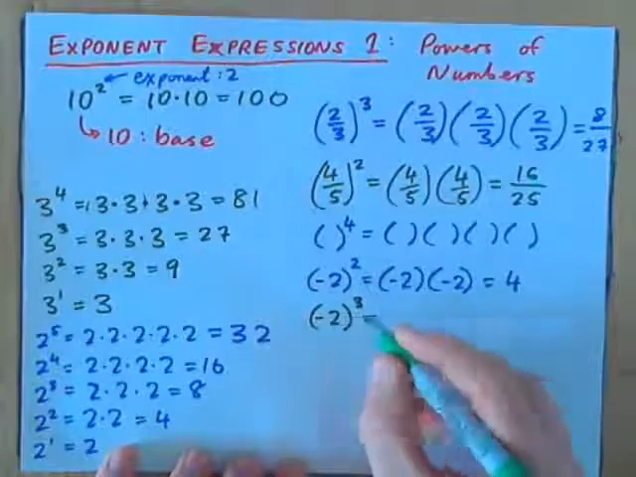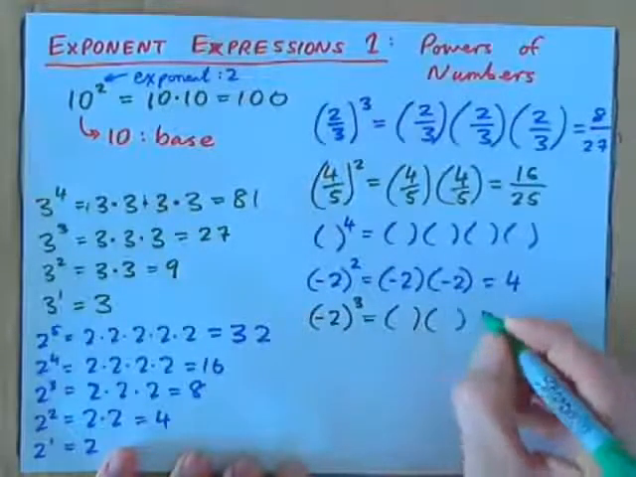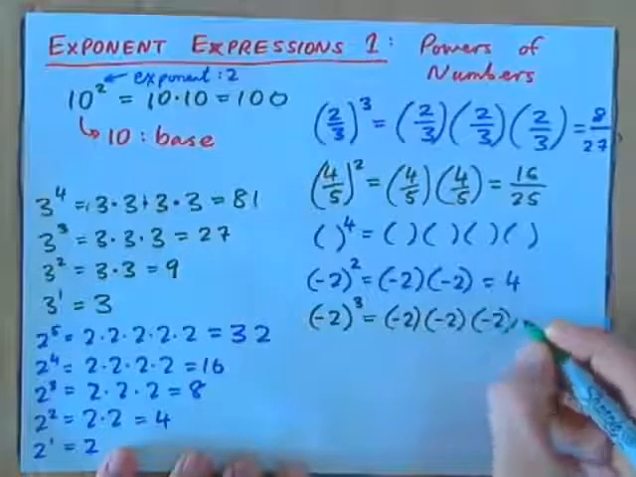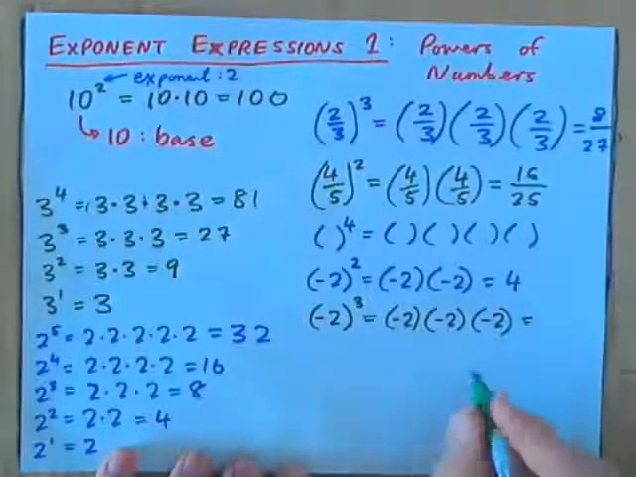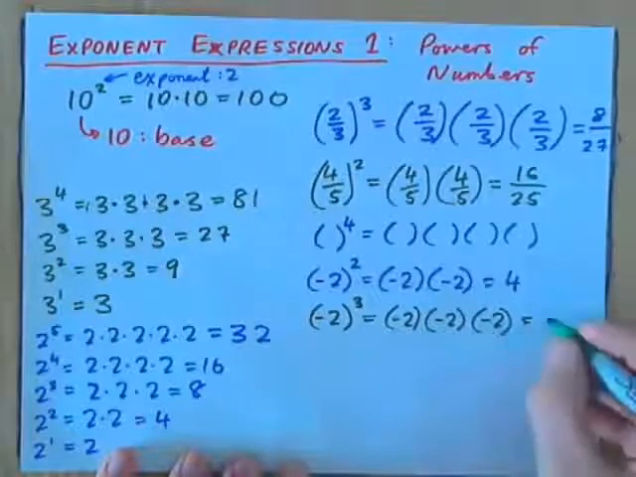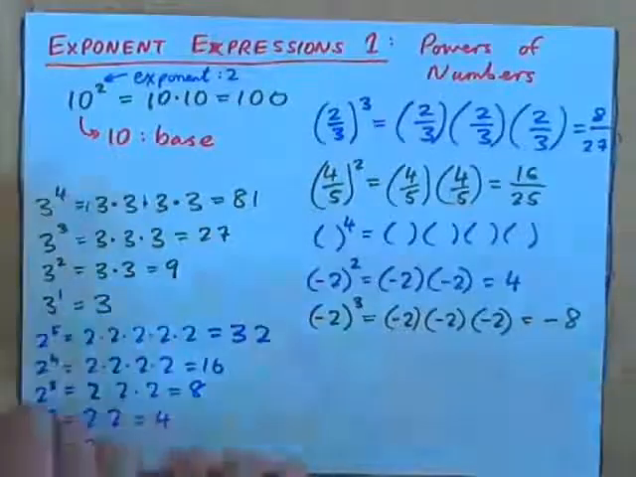Now the cube is touching the parentheses, so that's parentheses times parentheses, 3 times. Negative 2 times negative 2 times negative 2. Negative 2 times negative 2, positive 4, times negative 2, negative 8, right?